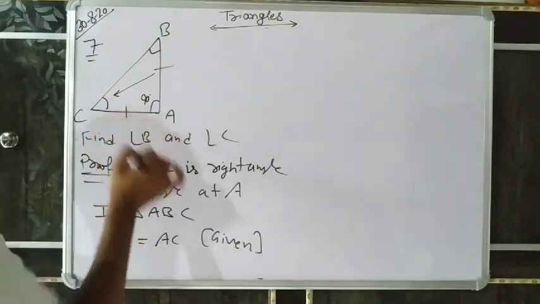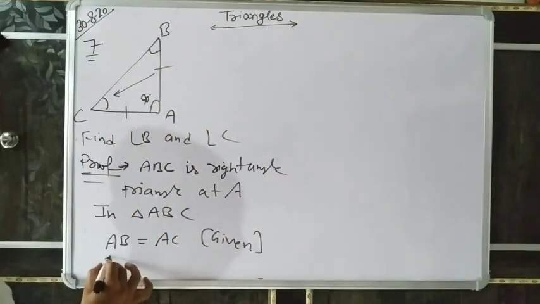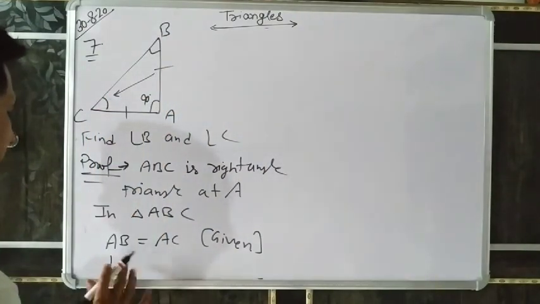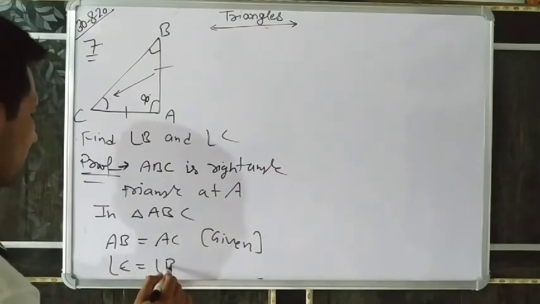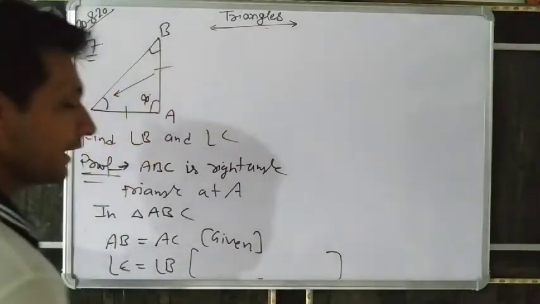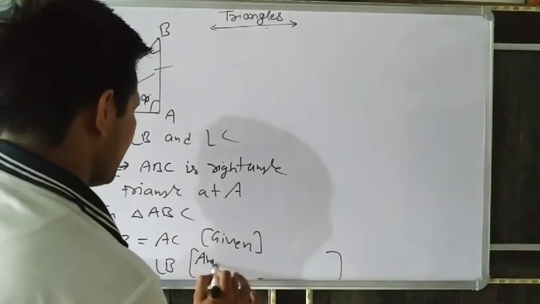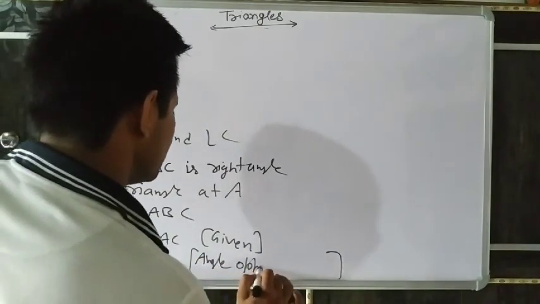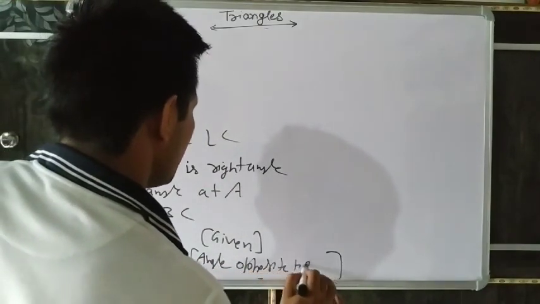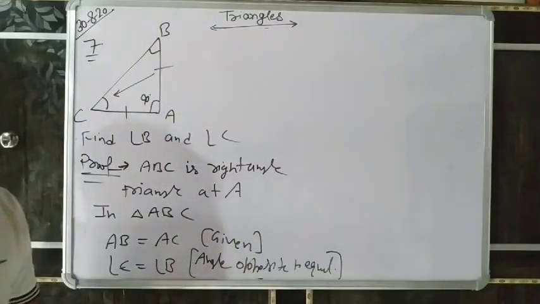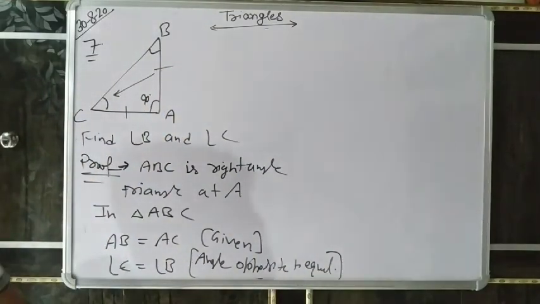Angle C, opposite of AC, angle B. So angle C equal to angle B. Why? Reason you can write yourself. Angle opposite to equal side.